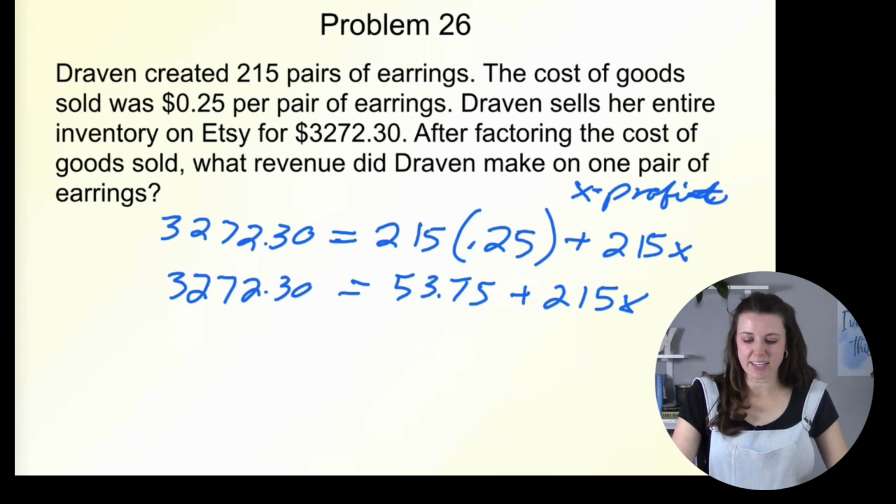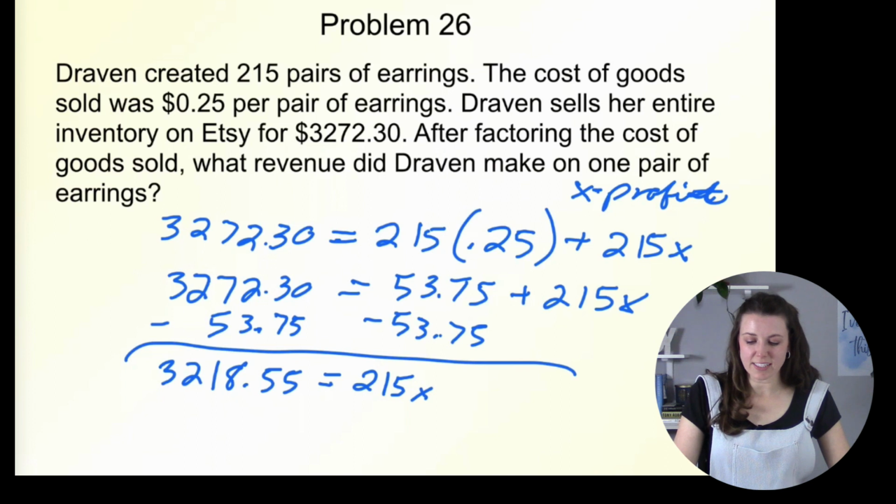Okay, so let's subtract this 53.75 from both sides. Now I'm just going to solve for x, divide both sides by 215.